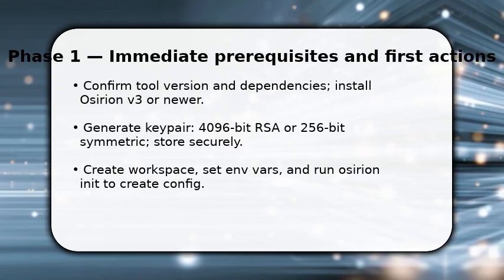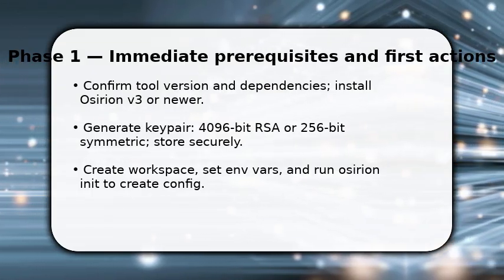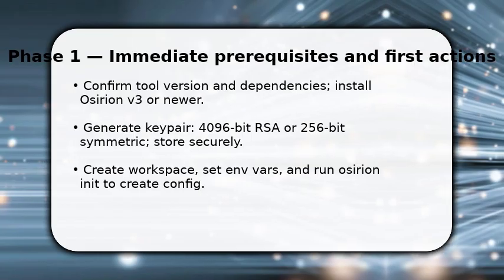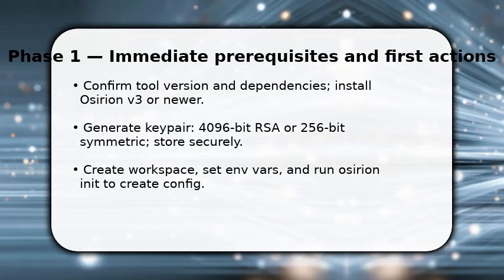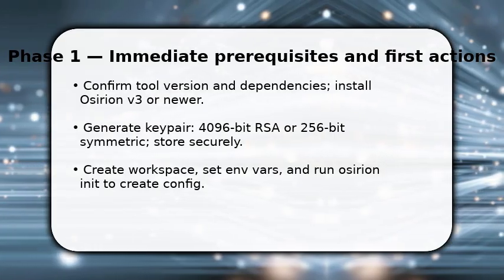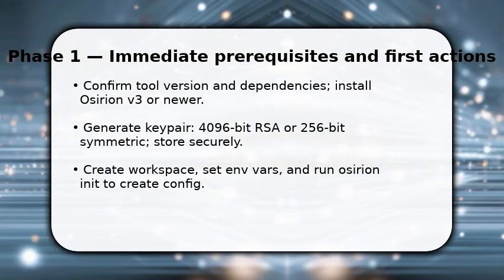Then generate a key. Choose a 4096-bit RSA key for asymmetric tasks or a 256-bit symmetric key for fast bulk encryption. Once done, run Osirion init to create the default config and index. This writes templates you will edit, so make sure to back up the initial keys immediately.